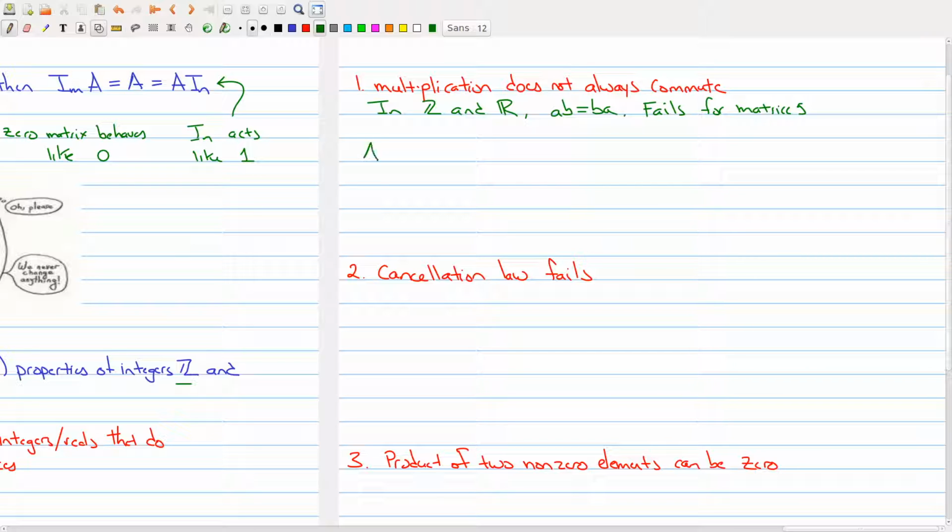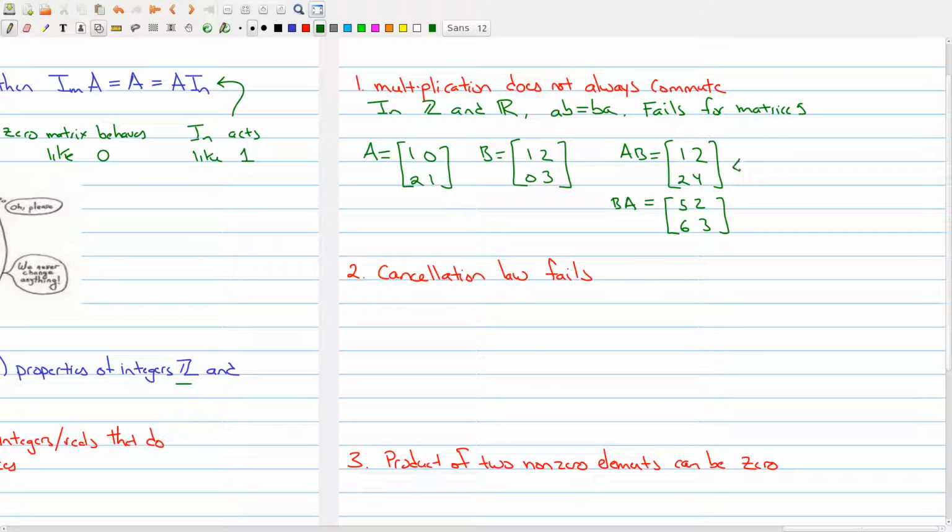Okay, so as an example, I can take my matrix A to be 1, 0, 2, 1, my matrix B to be 1, 2, 0, 3, and I can actually multiply A times B, and I would end up with 1, 2, 2, 4. And if I look at B times A, notice that I can define multiplication on both sides because they're square matrices. I would get 5, 2, 6, 3. Okay, so you see that these two things are not equal.